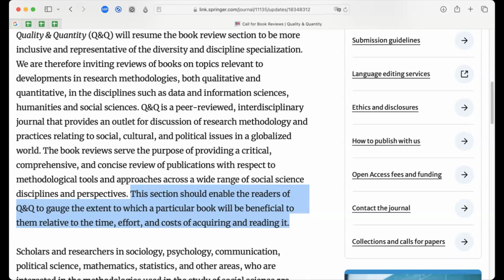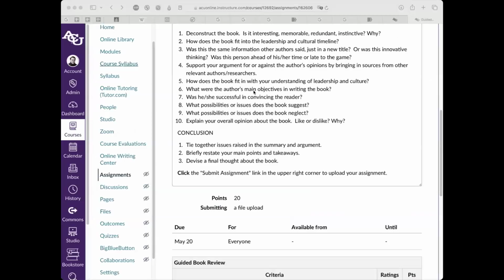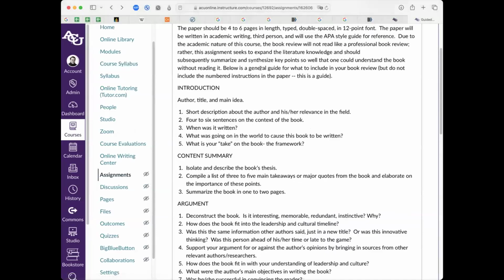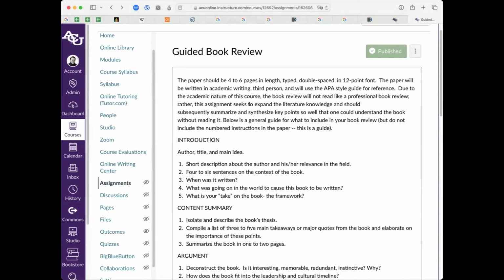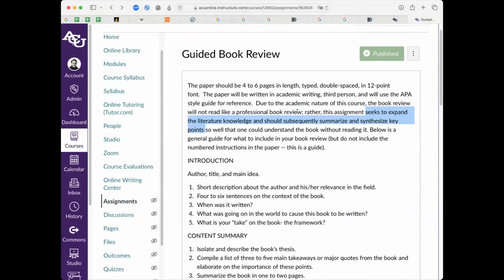And I think that is a great way to approach reading a book review and writing one, to ask the question, how is this relevant to me? Will this be a good use of my time? And if we take a look back at these instructions for the assignment, we have this: expand the literature knowledge and subsequently summarize and synthesize key points so that one could understand the book without reading it. That is paralleling what we were just looking at.